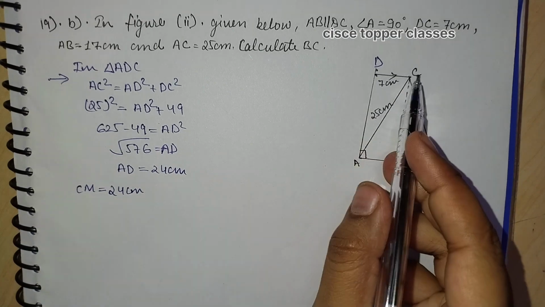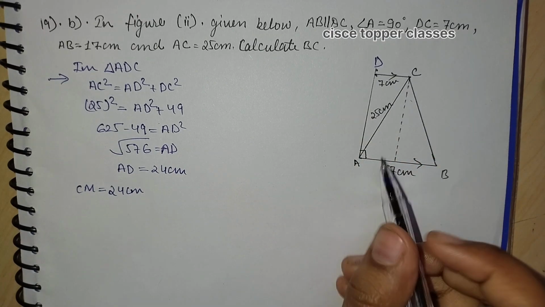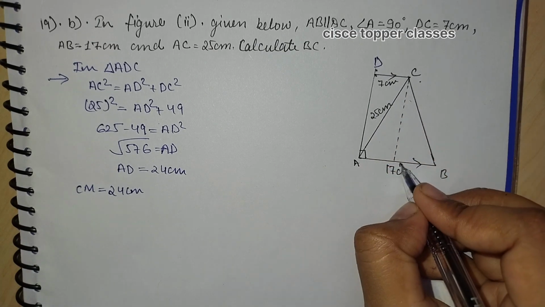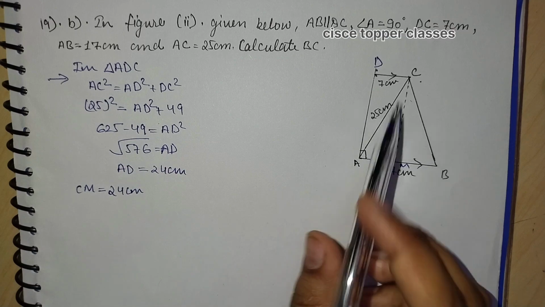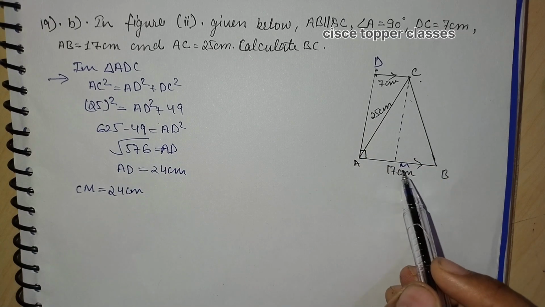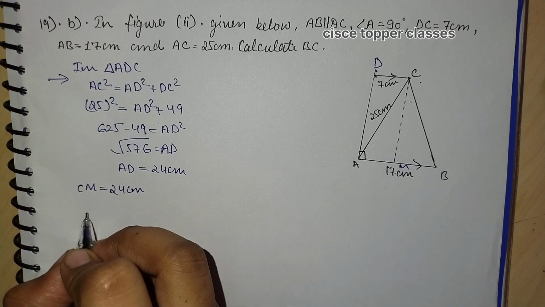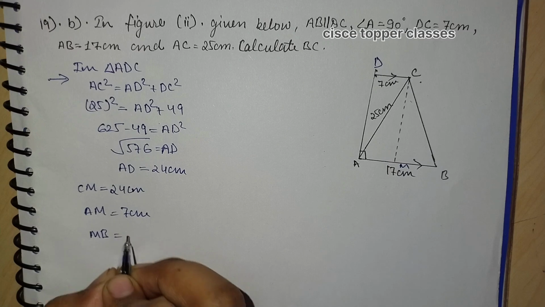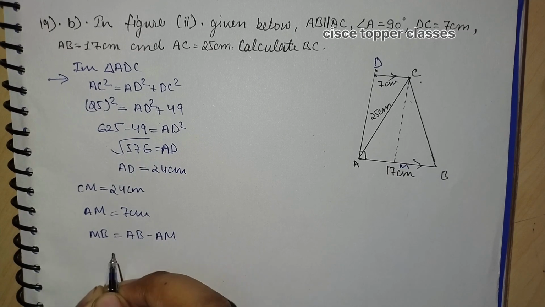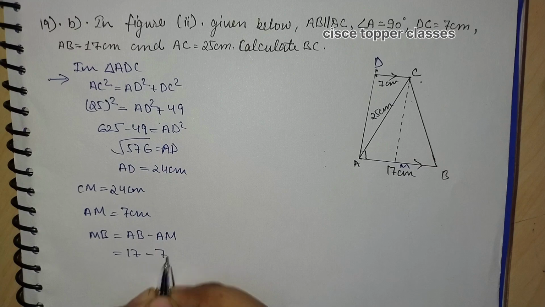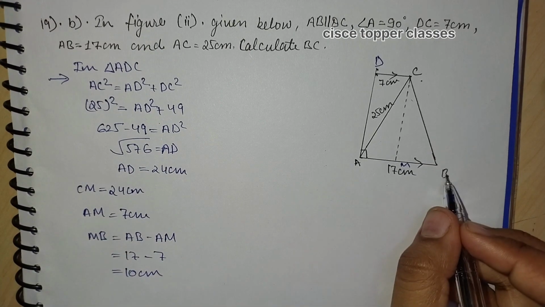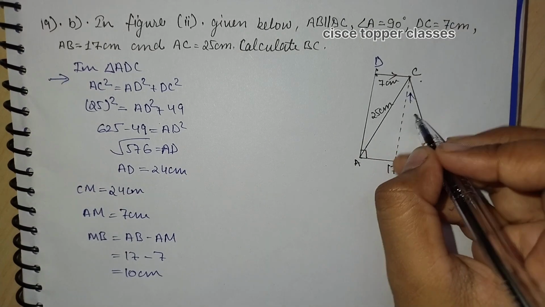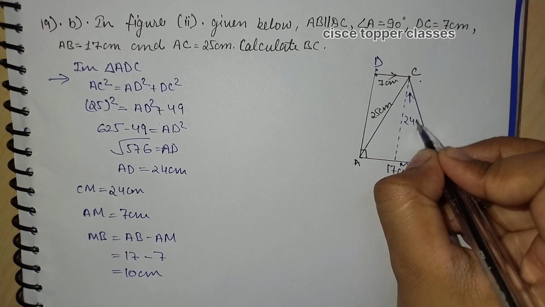So from here we can write CM as 24 centimeter, DC as 7 centimeter and AM is also 7 centimeter. Because DC is given to us, and we have found the value of AD, then CM is also 24 centimeter, and as DC is 7, we can write AM is also 7 because it is a perpendicular, means AM is equal to 7 centimeter. Now we can find the value of MB as AB minus AM. Whole AB is 17 and AM is 7. We can write it as 10 centimeter, means MB here is 10 centimeter. And CM, which we have found, is 24 centimeter.